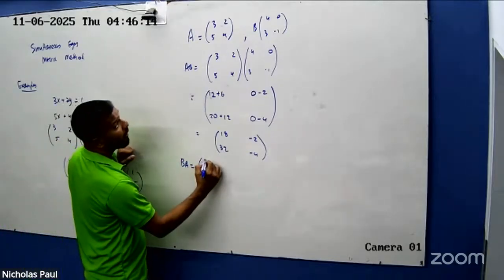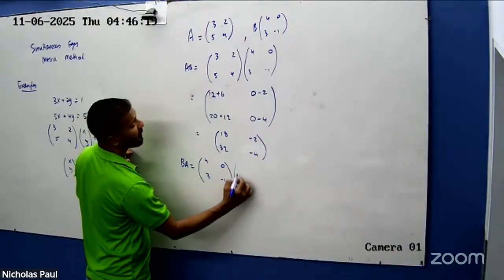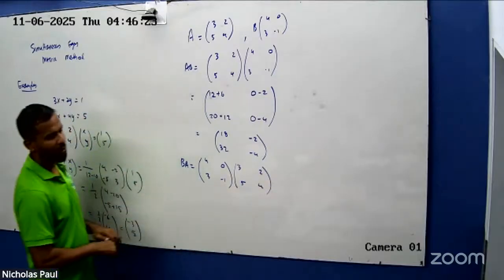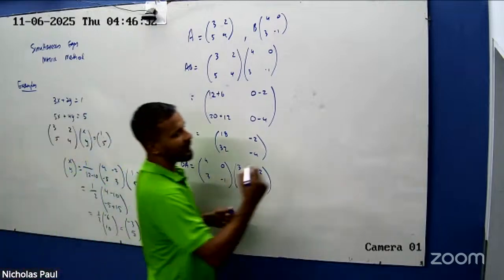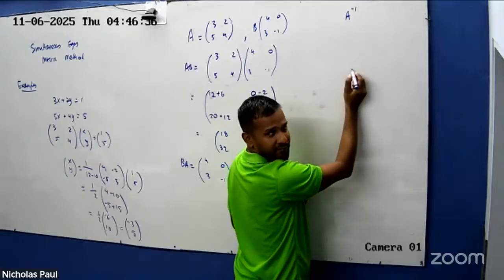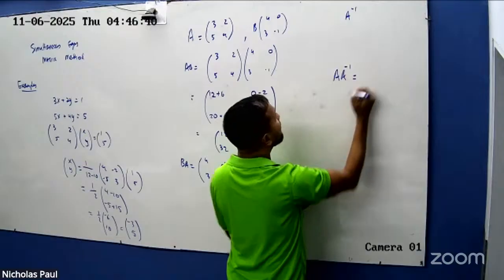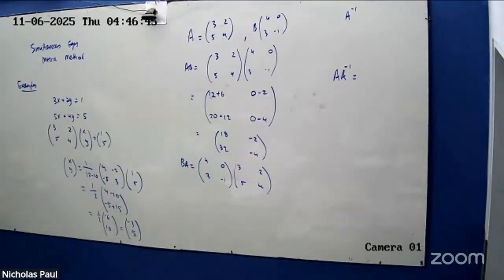Those who got the first one wrong, fix that. Try B by A, come on. And then they want you to find A inverse and multiply it by, what do I want, A inverse or A inverse A? Hurry up. Fix those two parts. Yeah, last one.